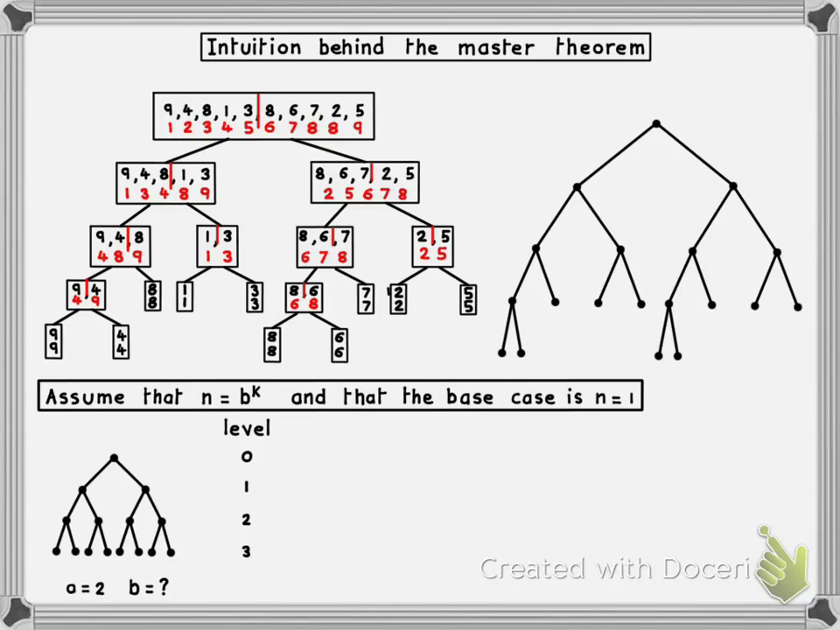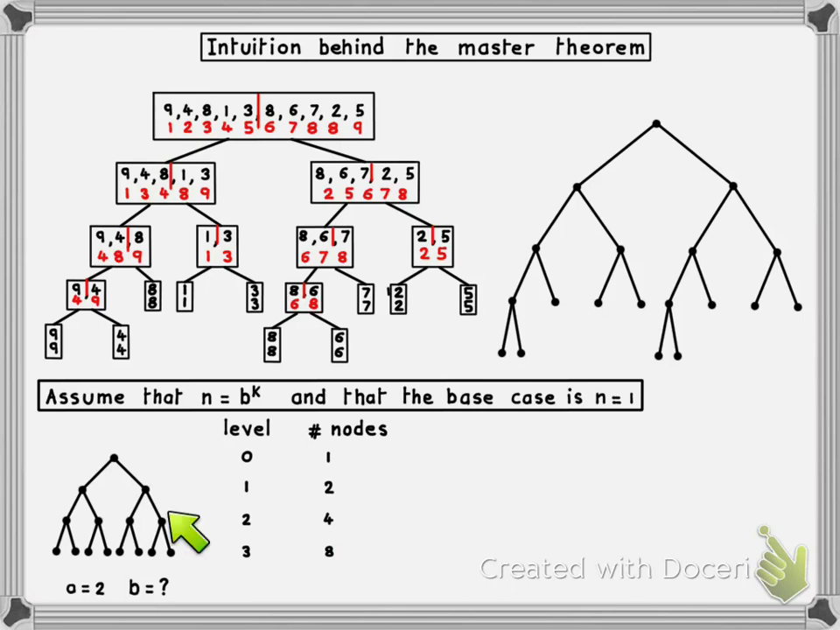First, we're going to find a formula for the number of nodes at each level. So at level 0, we find a single node. At level 1, we have 2 nodes. At level 2, we have 4 nodes. And at the leaf level, number 3, we have 8 nodes. Now, notice how the number of nodes doubles every time we go down to the next level. That's not a coincidence. That's because A is equal to 2.